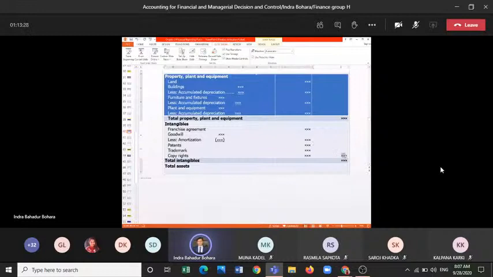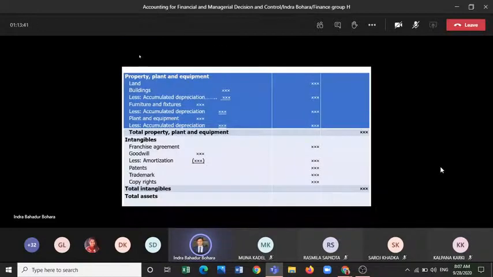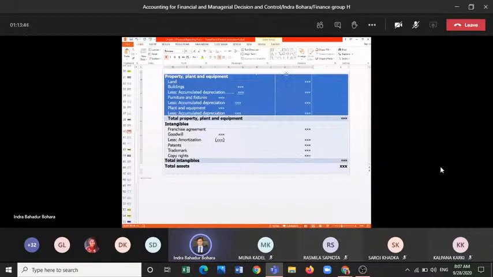Total intangible, and all these assets of the second amount columns are added and written in the amount column.